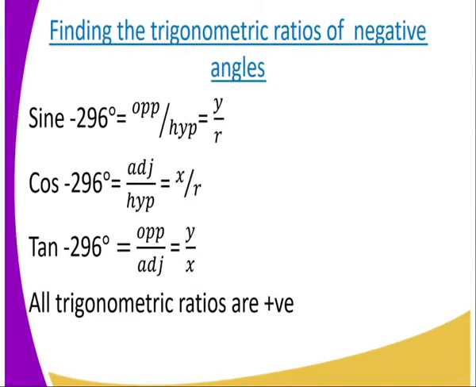Then we go to the first quadrant. You can see all of them are positive. In that case, all the trigonometric ratios are positive.